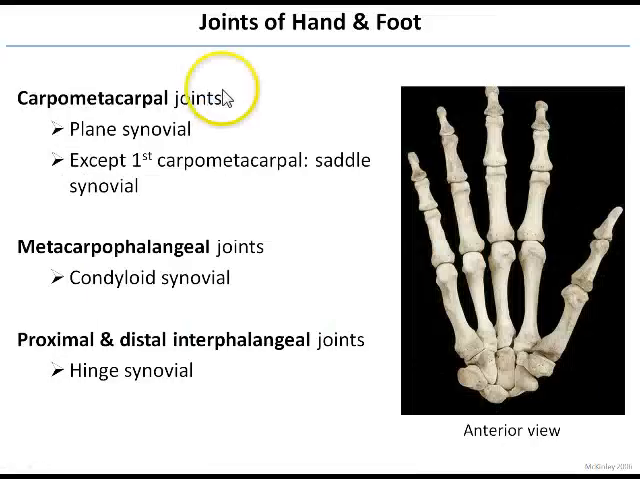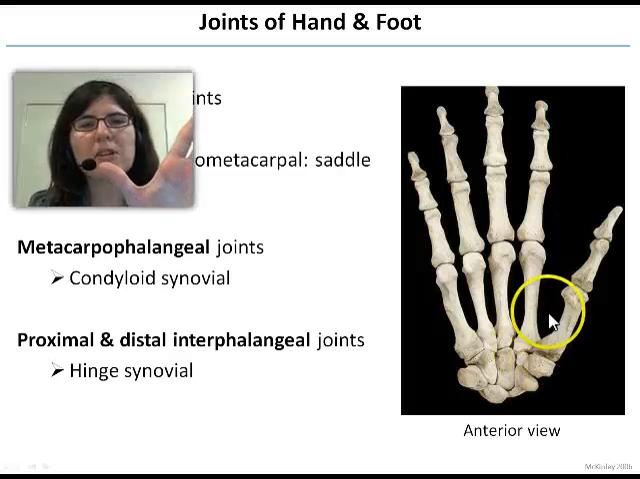Let's finish up here with the joints of the hand and the foot. The illustration has focused on the hand, as has the terminology, but it's exactly the same structural classifications for the bones within the foot. Firstly, we have a number of carpo-metacarpal joints, or tarso-metatarsal joints. These are plain synovial joints. An exception is in the hand between the thumb and the carpal bones. This is known as the first carpo-metacarpal joint. In the hand, this is a saddle synovial joint, which allows a large degree of motion.